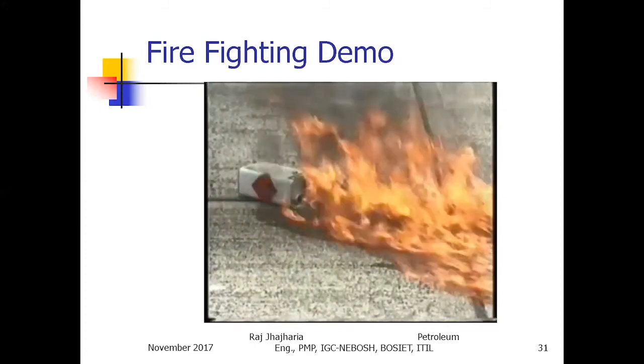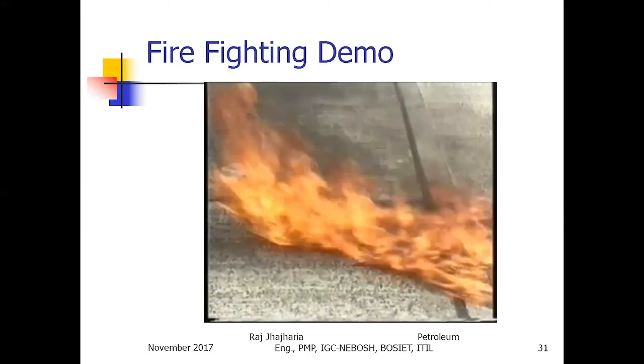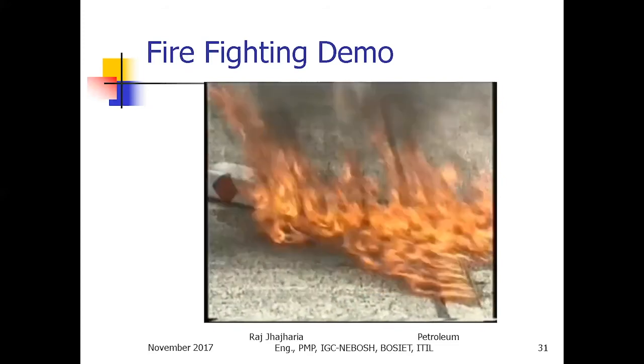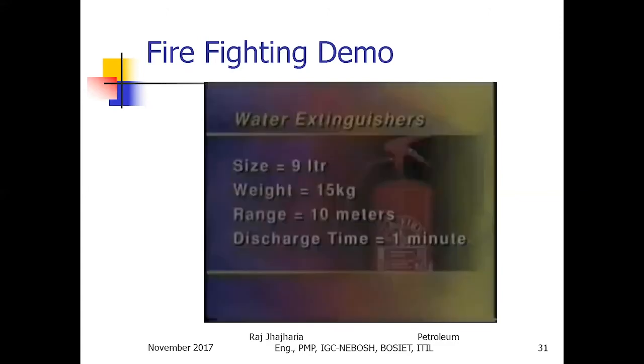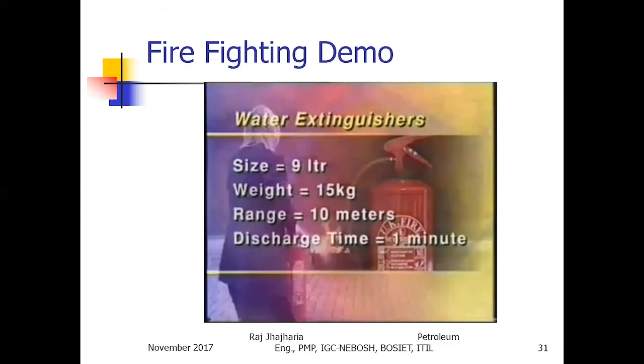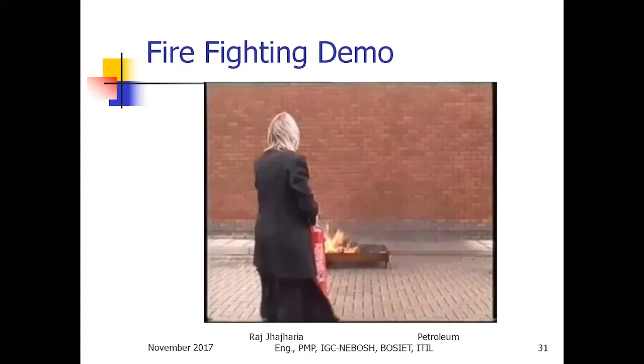If a flammable liquid is spilled and water is used, the flammable liquid will float on top of the water, causing the fire to spread. The most common size of water extinguisher contains 9 liters of water and will normally last for about 1 minute. And the jet of water has a range of about 10 meters.